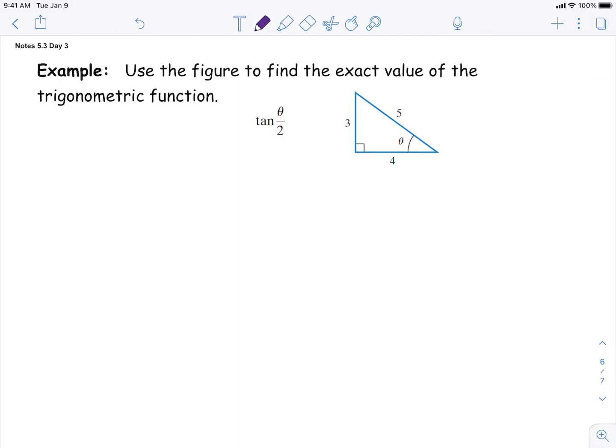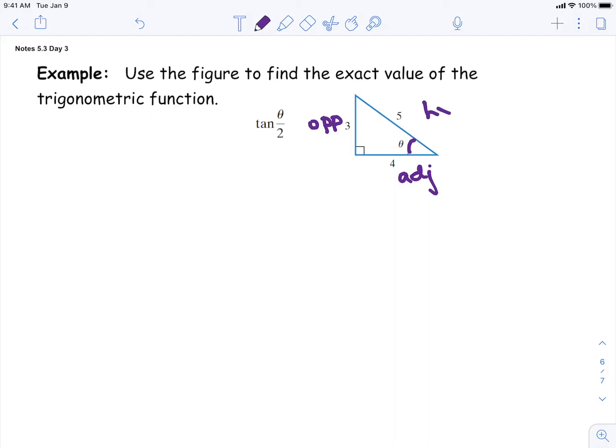So here's our right triangle. We have our angle, theta. We have the side opposite, the side adjacent, and then the hypotenuse. In order to use those half angle formulas, we're going to find out what the sine of that angle is. So remember, the sine is opposite over hypotenuse. So opposite is 3 and the hypotenuse is 5.